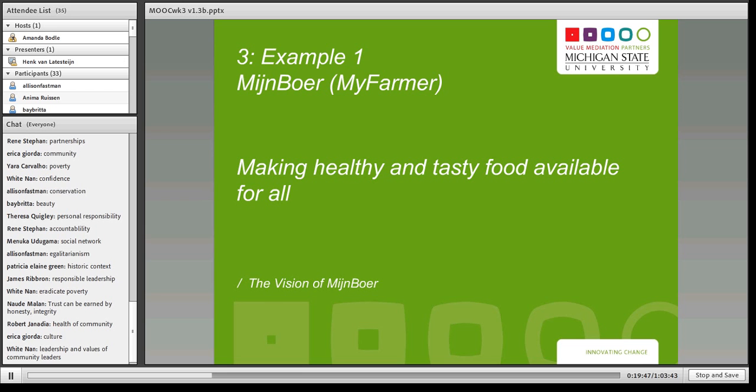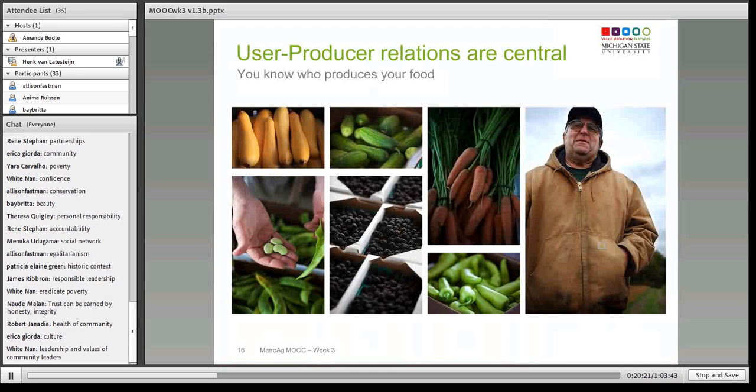By organizing on a number of these intangible values, and a number of them were also given by you in the chat box here. Values like authenticity and confidence. The whole starting point in the Mijn Boer proposition is building on what you can call user-producer relations. They are central. In a normal chain situation, the chain is driven by margins or money, and most of the time the producer has no clue who the end consumer of his product will be. And on the other end of the line, the consumer has no clue where the stuff that they are buying in the shop is coming from.